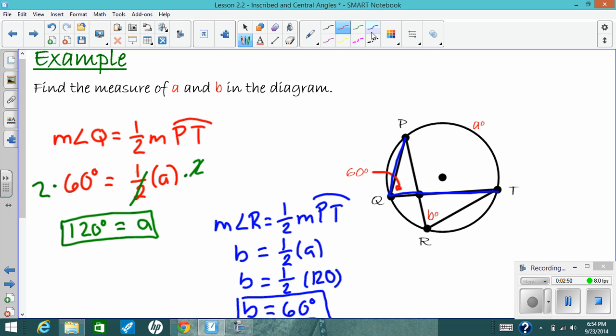We can also see that this angle B is PRT, or angle R for short. It intercepts the same arc. So B is equal to half of A, and we can go through, plug in what we know, and solve, and get that B is also 60 degrees.